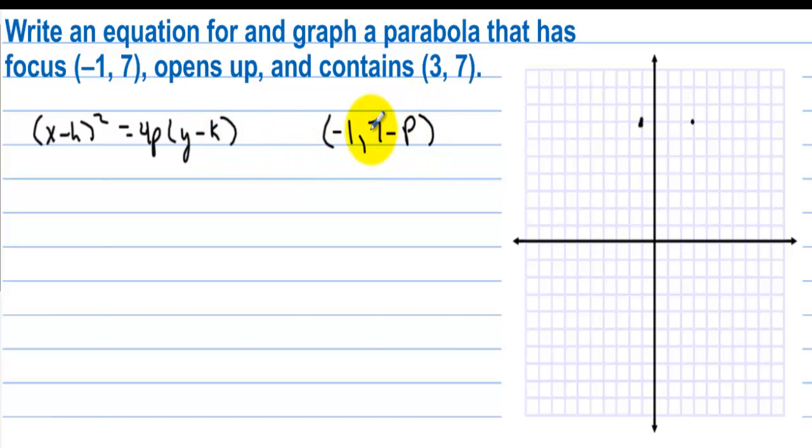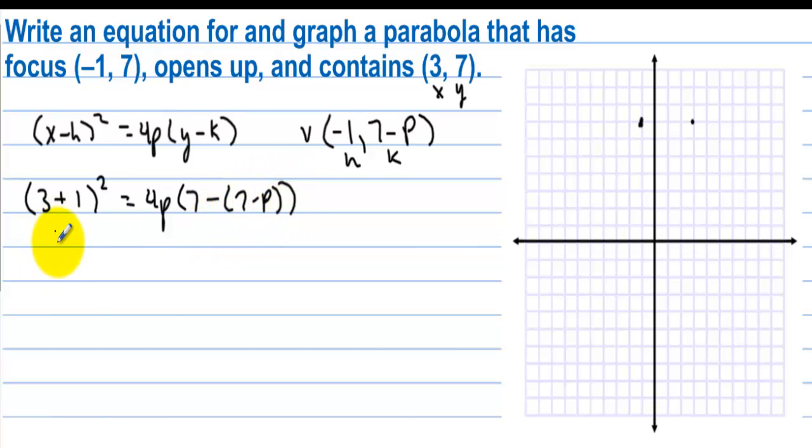Now we can find out what the p is. This point is an x and a y on the parabola. So now we know that x is 3. We have 3 minus, with the vertex, this is an h and a k. We have 3 plus 1, or 3 minus -1, squared, is equal to 4p times a y value, that's 7, minus the y coordinate of the vertex right now, which is 7 minus p. So we have 4² equals 4p, and then 7 minus 7 will be 0, and we'll have a positive p, so times p.